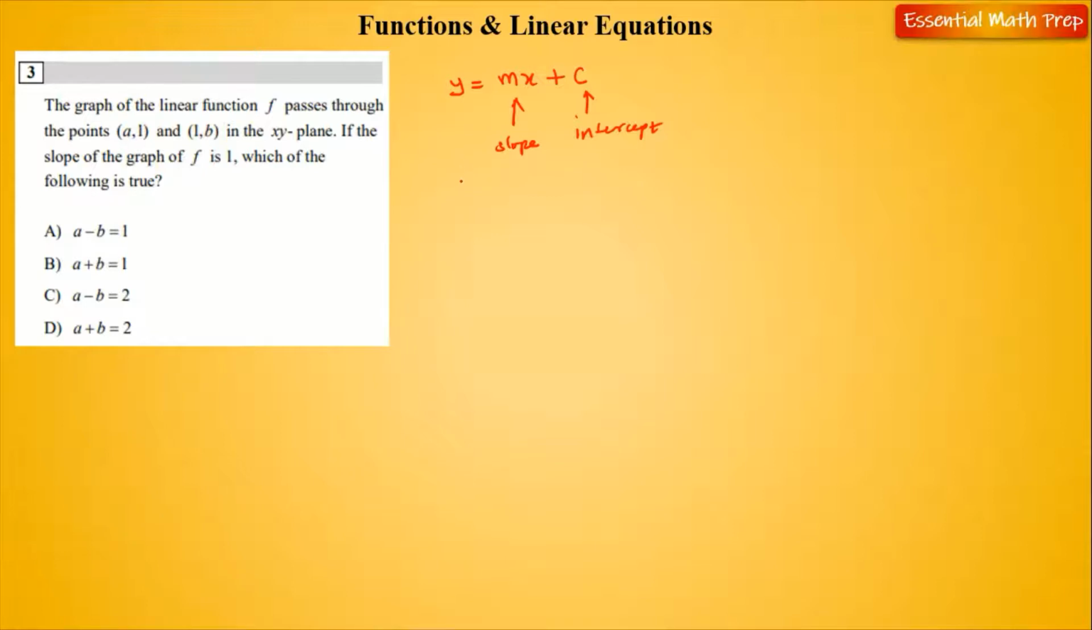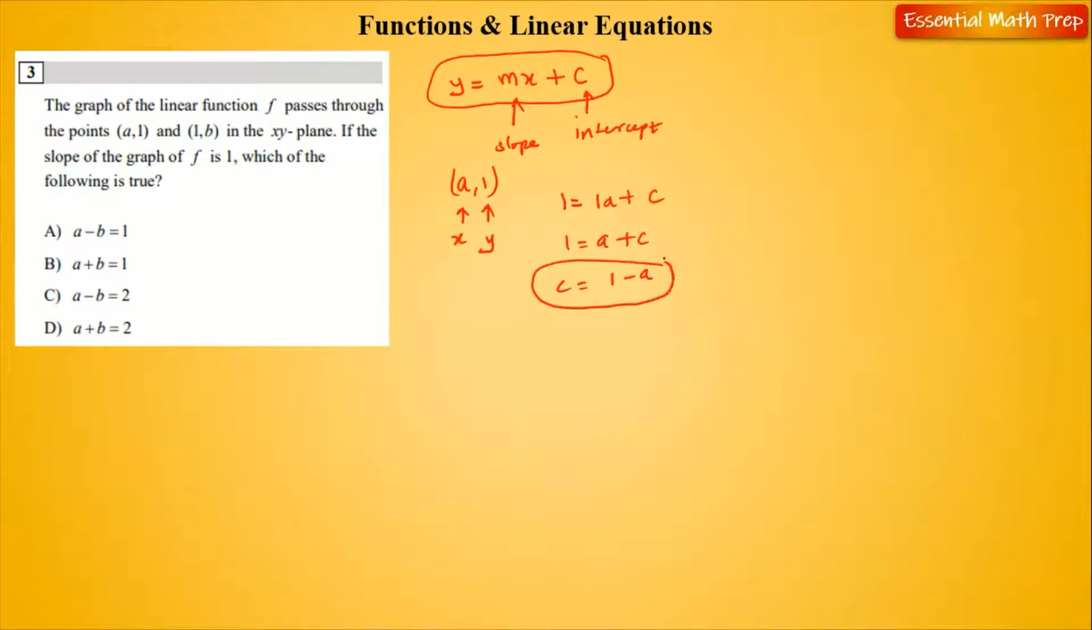So here's how you do it. Let's pick the ordered pair (a, 1). So a corresponds to x, 1 corresponds to y. If you substitute this in the generic linear function, y is 1, the slope is 1, x is a, and c is your intercept. So 1 equals a plus c, so c equals 1 minus a. This is important. Now we know the intercept.